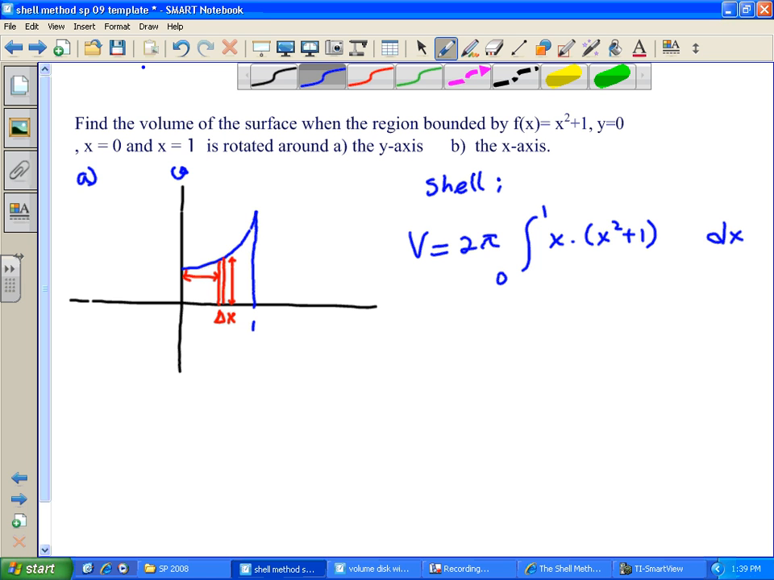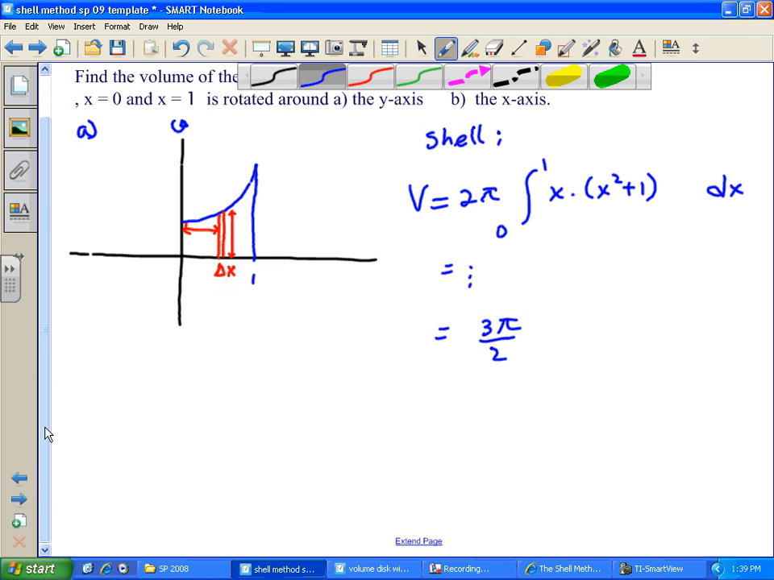What did you all get? Because I know everybody will be able to do this question. The details of it. What was your final answer? 3 over 2 pi or 3 pi over 2, right? Everybody got that? Okay. Let's also take a look at how do we set it up for the second part.